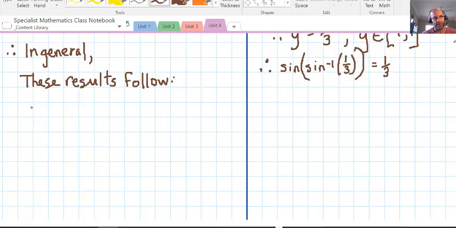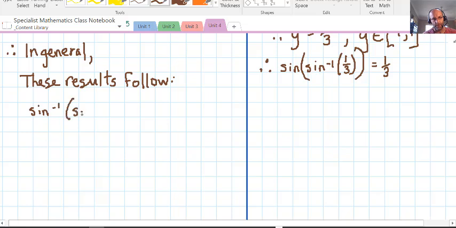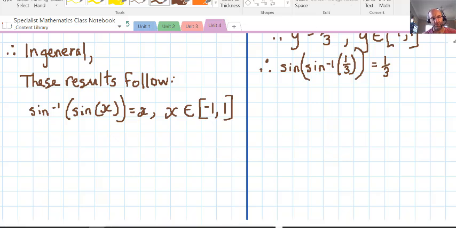So here's result 1. So in general, these results follow. So if we've got the inverse sine of sine of some function or some value, let's just call it x for a general, that will equal x, provided x is an element of the set -1 to 1 inclusive. Square brackets, remember, meaning inclusive. That's an important result. So copy that down.